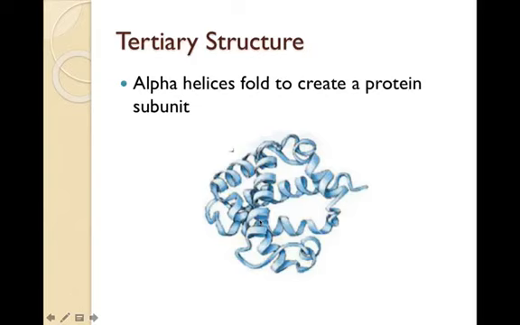But proteins get a little bit more complicated in their structure, and there's something called a tertiary structure of proteins, whereby these alpha helices will fold in on themselves to create a protein subunit. So you can see that there's all of these alpha helices, and they're folding in on each other, and it makes this more compact protein that is referred to as a protein subunit.